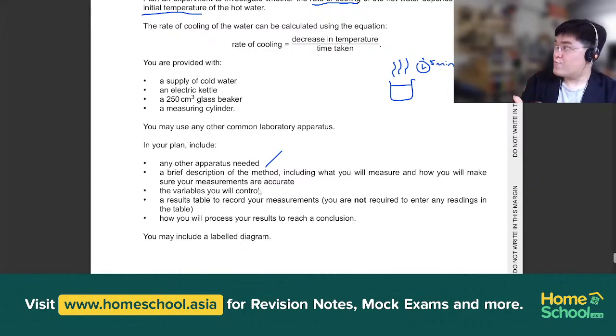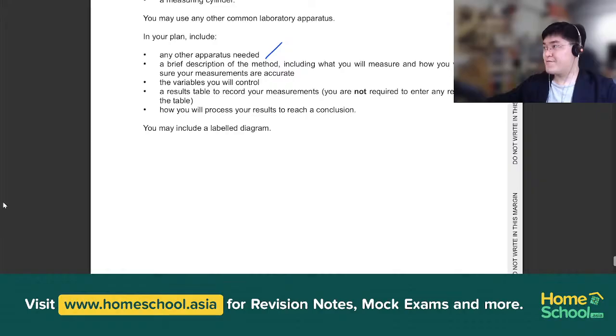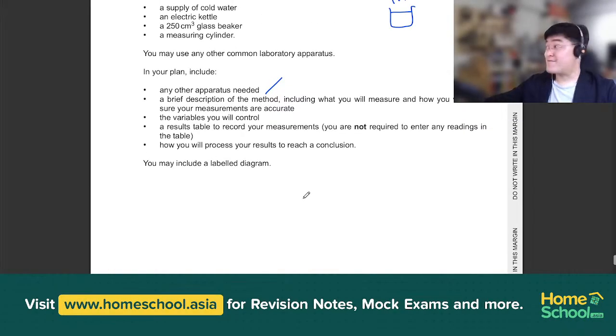What variables you control, which variable you will increase or decrease, okay? And the results to record all your measurements. Of course, you don't need to include any readings because you're not doing any experiment, yeah? And finally, how will you process your results to reach a conclusion? You may include a labelled diagram, okay? Right, so let's take a look here. I usually don't draw a diagram for this, but we can do that later, okay?